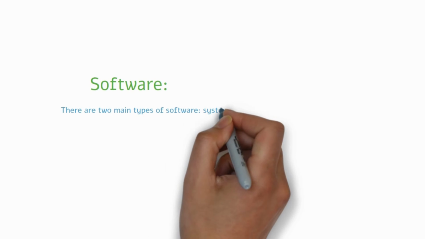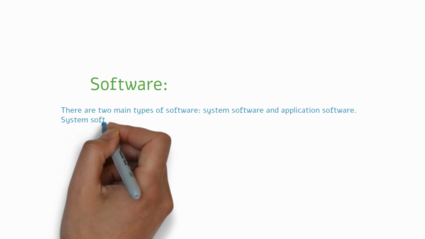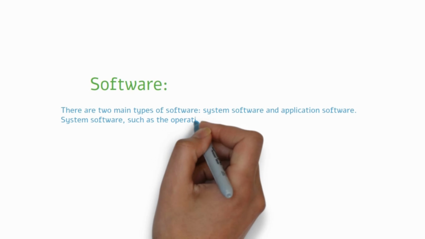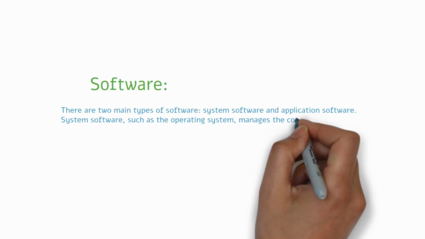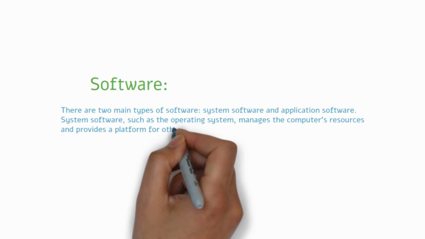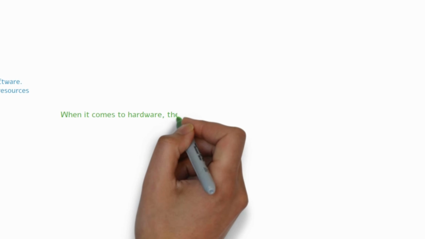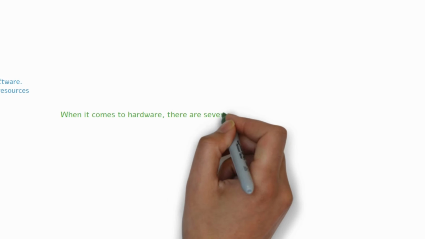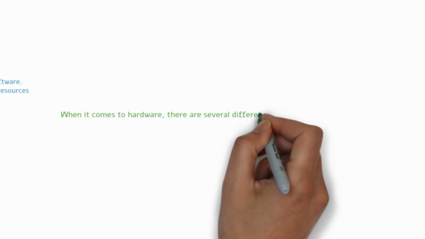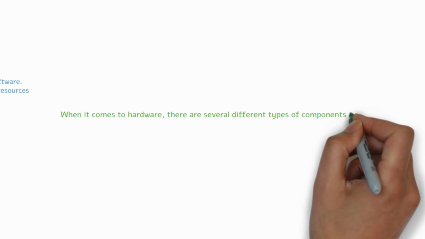Now let's talk about software. Software refers to the programs and instructions that run on a computer. There are two main types of software: system software and application software. System software, such as the operating system, manages the computer's resources and provides a platform for other programs to run on. Application software, such as word processors and web browsers, is used to perform specific tasks and functions. In this module, we'll be discussing the different types of hardware and software in more detail and how they work together to make a computer system function.